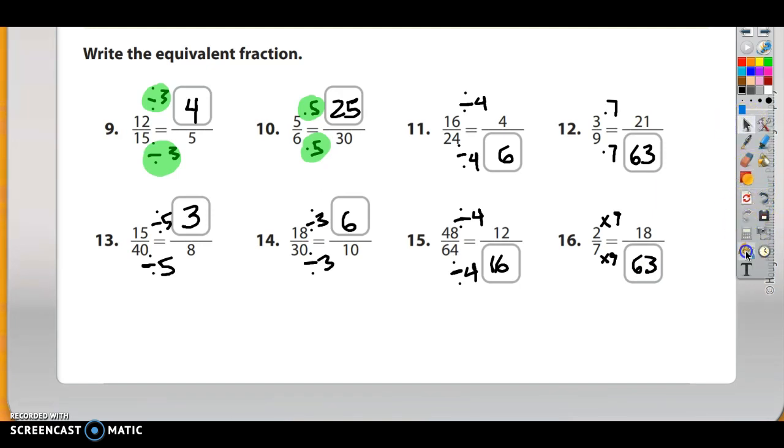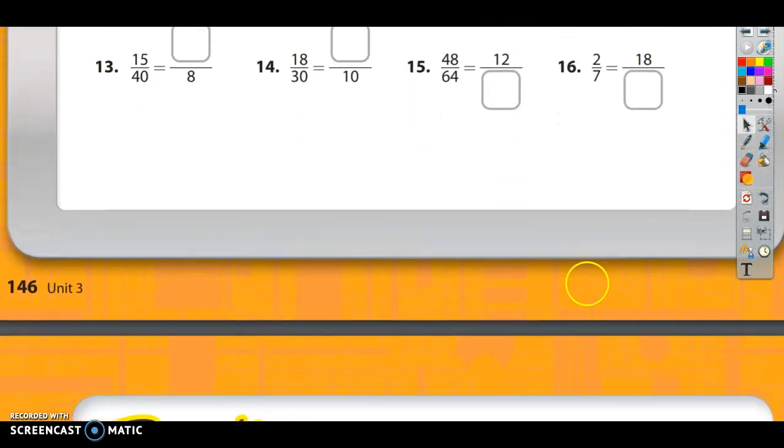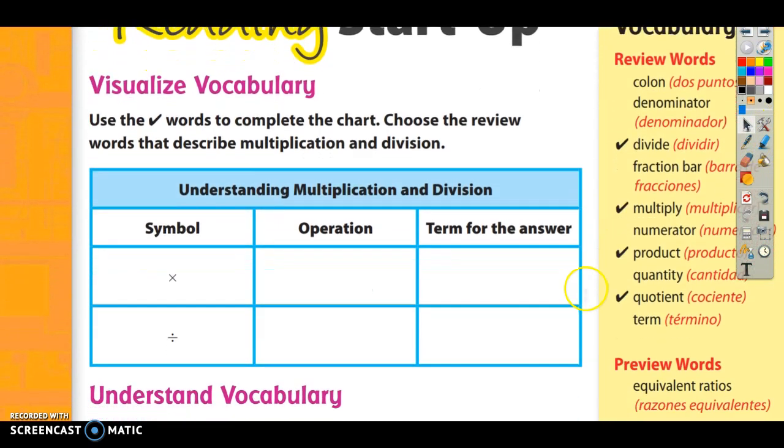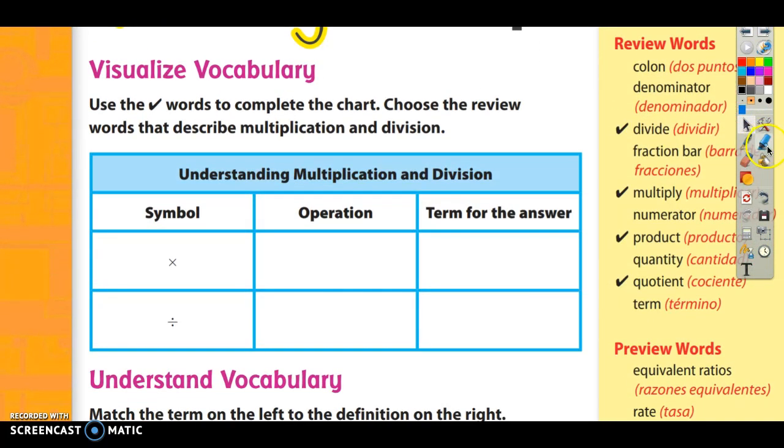Alright, this video is now just going to move on to the next page. We'll do the vocabulary page as well. So we are going on to now page 147. The vocabulary startup. And the beginning says to use the checkmark words. Use the checkmark words. That's divide, multiply, product, and quotient.